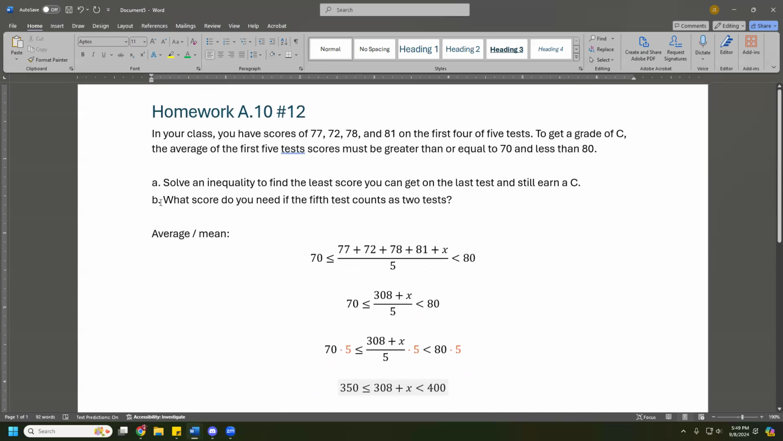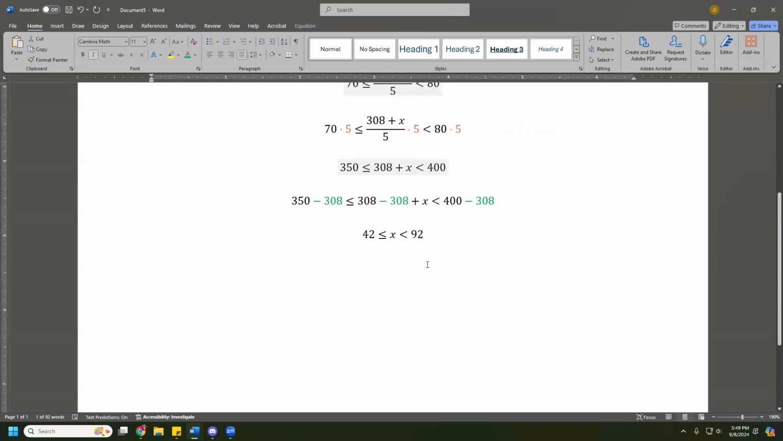Okay, for part B, let's take a look at this. It says, what score do you need if the 5th test counts as 2 tests? So essentially, I'm going to go back over here to my original setup. But instead of having plus just regular X, this is weighted double. So you could think about it as plus X again. Basically, you're saying you're taking the test and that score counts twice. So it's like having 2 of them on the top. But I'm going to simplify that by just saying it's plus 2X, because X plus X would be just 2X.